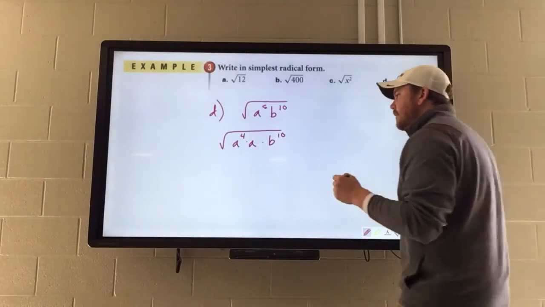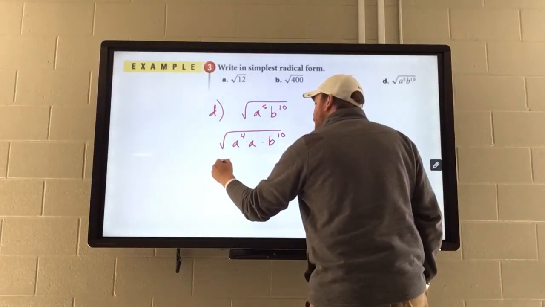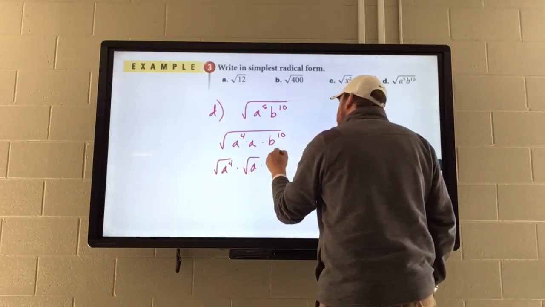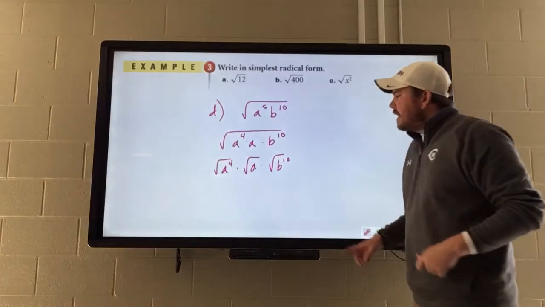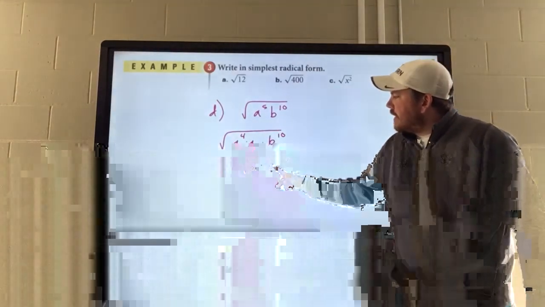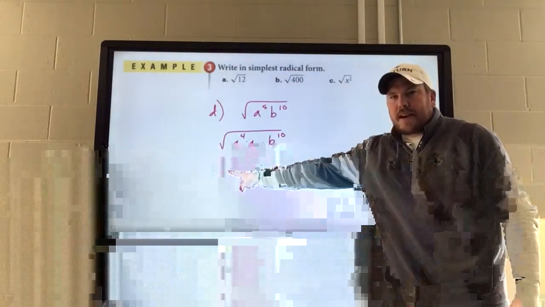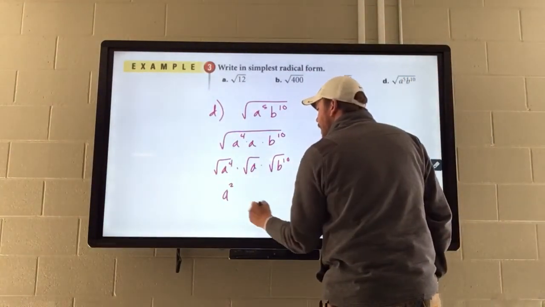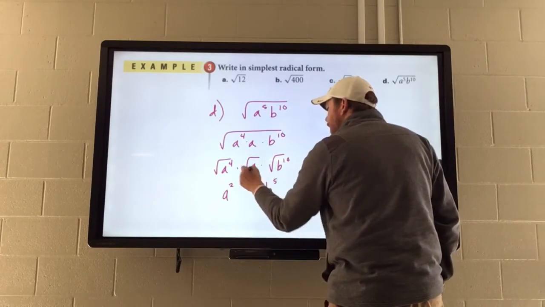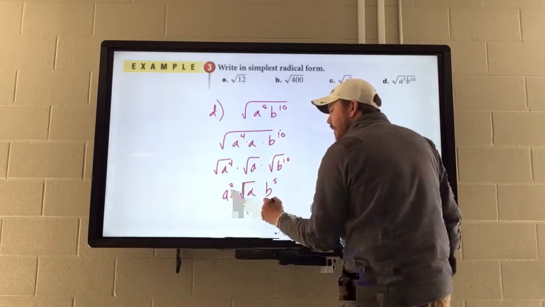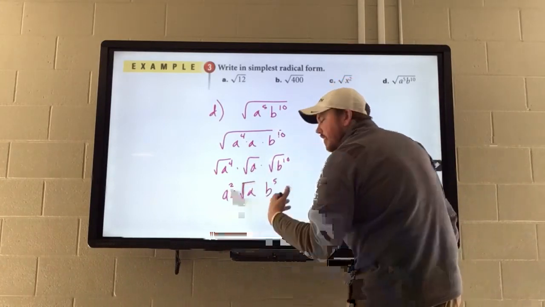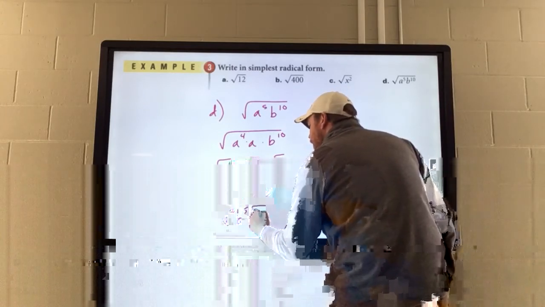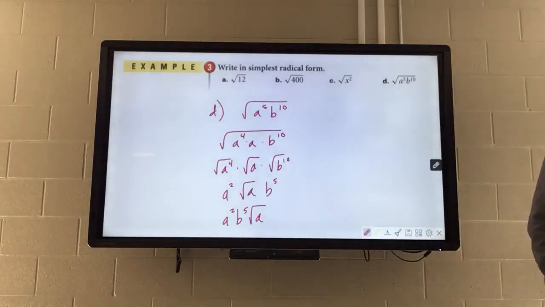Using that property I just learned, I can rewrite this as the square root of a to the 4th times the square root of a times the square root of b to the 10th. And as you can see here, I've rewritten it as much as I can as a square root of a variable to an even power. The square root of a to the 4th is a squared. The square root of b to the 10th is b to the 5th. The square root of a is just the square root of a. So we write our final answer like this, just in a little different order. A squared, b to the 5th, root a. And that's simplest radical form there.